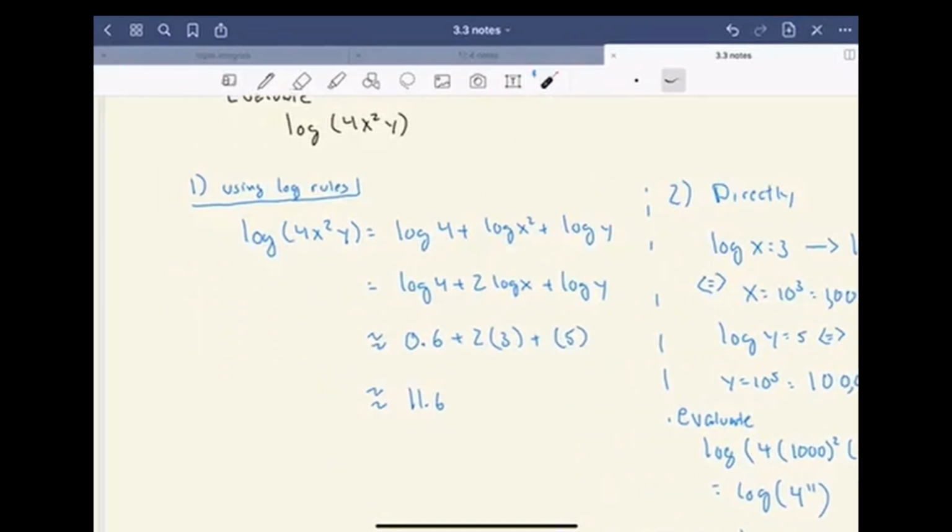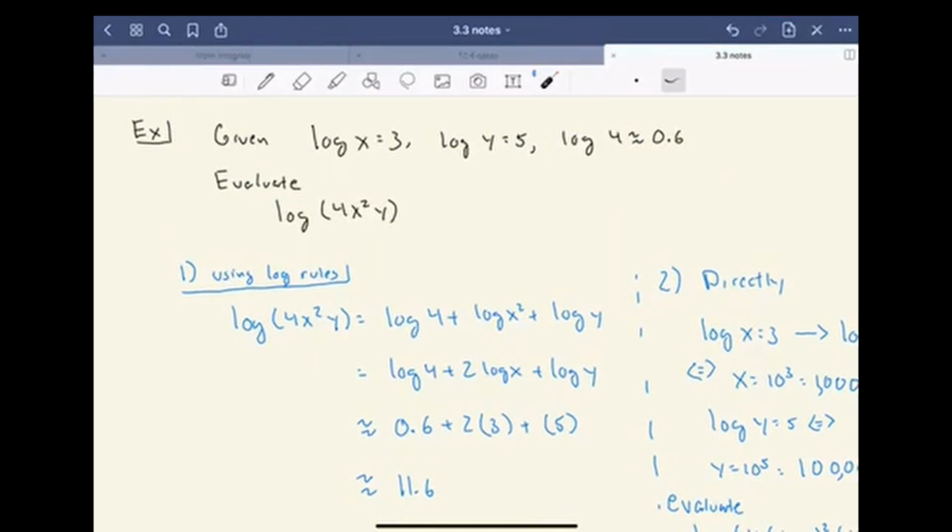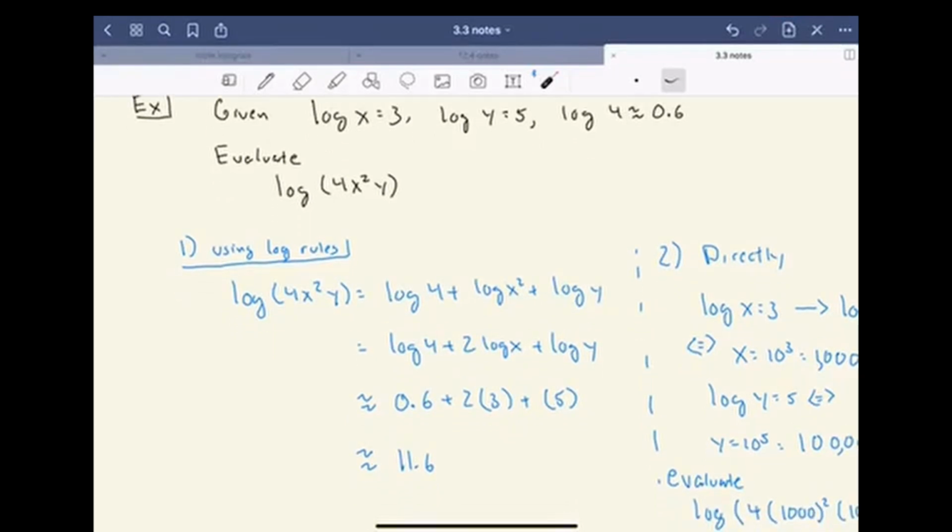So this is what was expected, using the log rules. We want to evaluate log of 4x squared y. So, we have 4 times x squared times y. Remember, if we're multiplying inside the log, we can add the logarithms. So log of 4x squared y is log of 4 plus log of x squared plus log of y. Now, we're going to use that other rule, the power rule here. This 2, we could put right in front here.